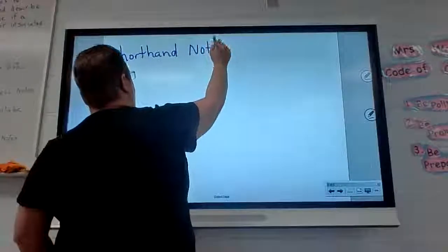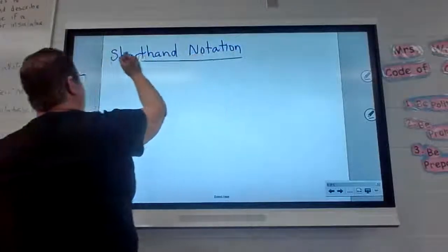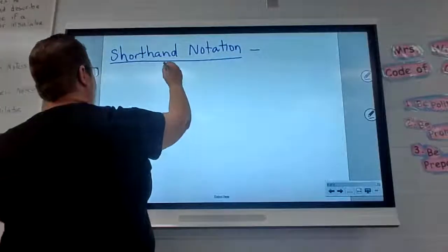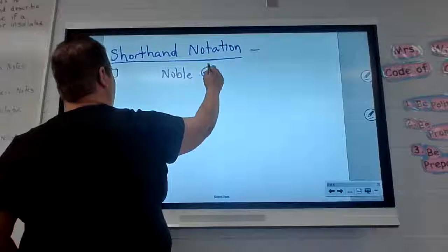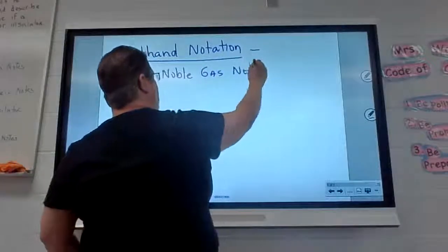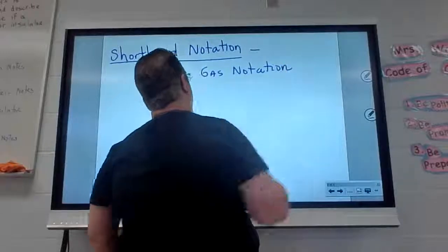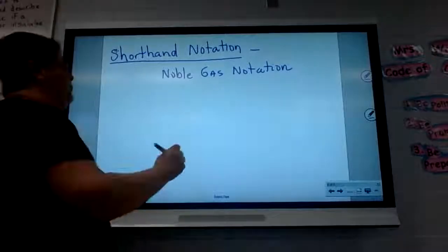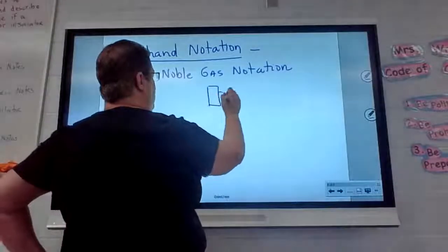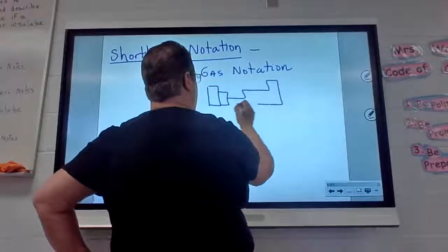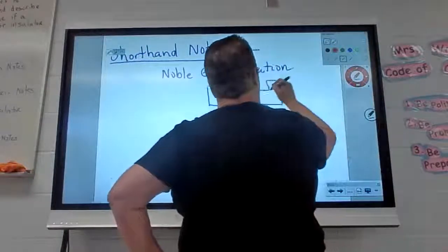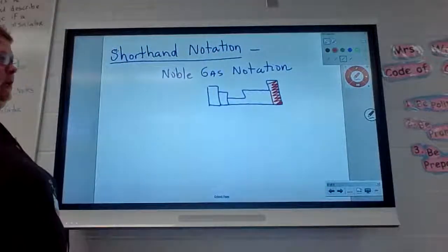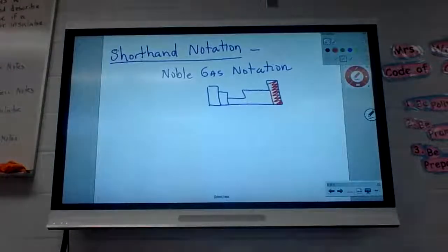All right, let's talk about what shorthand is. Shorthand notation is often called, yes, notes. It's also called noble gas notation. Okay? Now, we're going to color a noble gas tomorrow. But for today, since you don't have a periodic table in front of you, the noble gases are that column. That very last column are the noble gases.